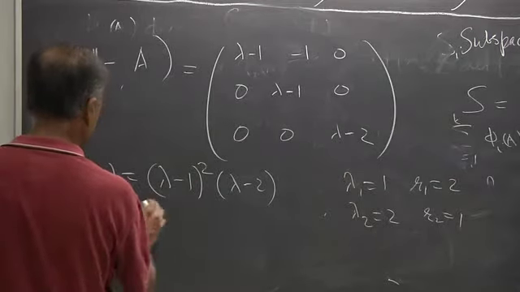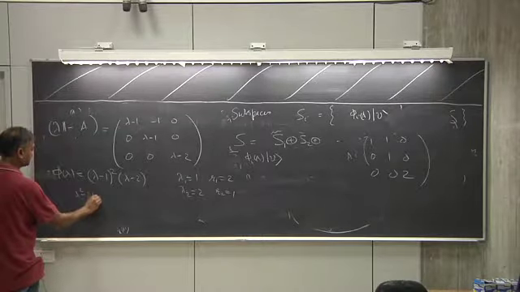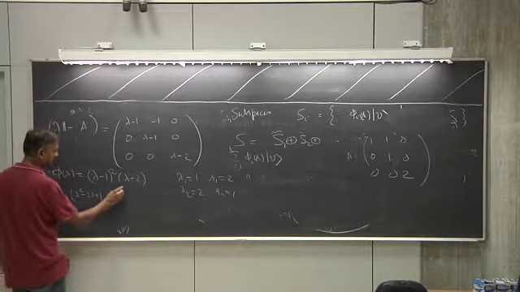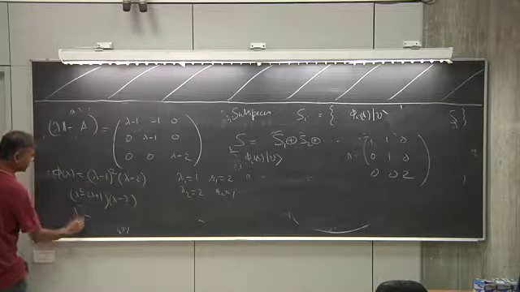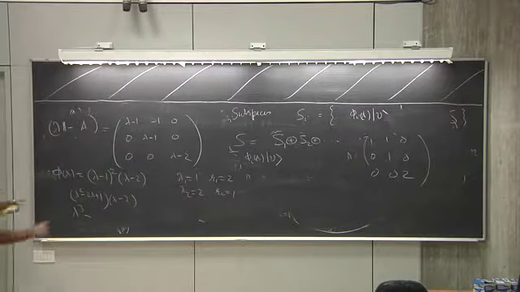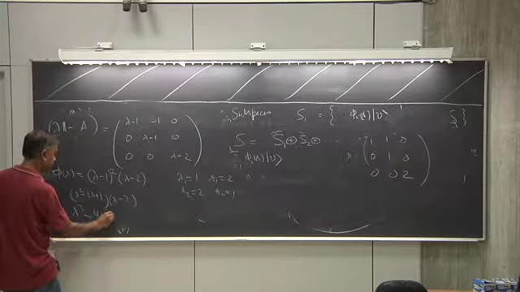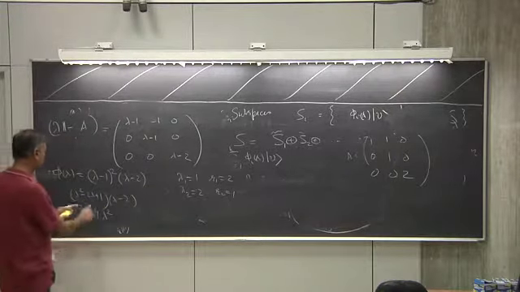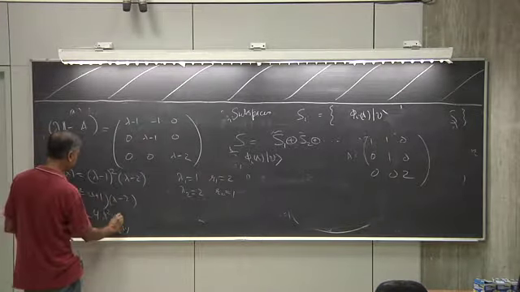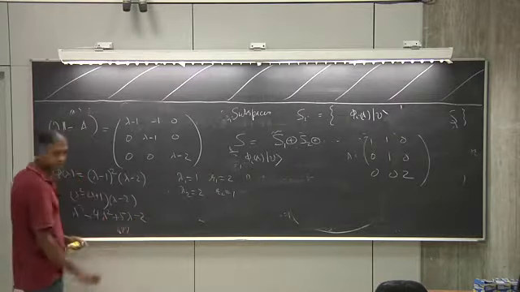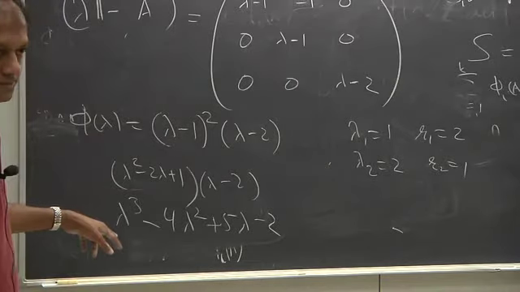Let's open this up. From here you get lambda squared minus 2 lambda plus 1, and here you get lambda minus 2. So lambda cubed, and the lambda squared term is what? Minus 2 and minus 2, so minus 4 lambda squared. The linear term is plus 1 and plus 4, so plus 5 lambda, and minus 2. Okay, so now let's check if phi of A is 0.